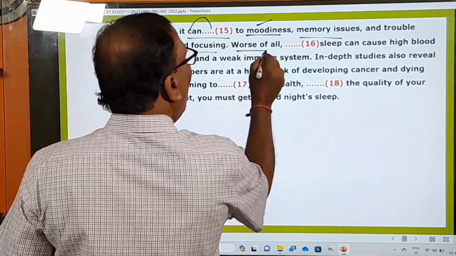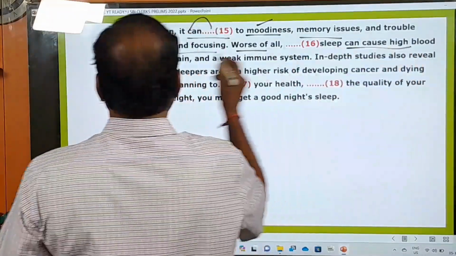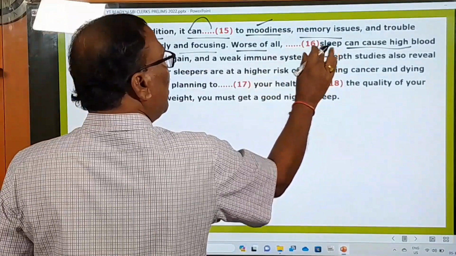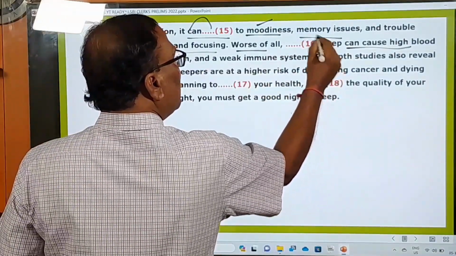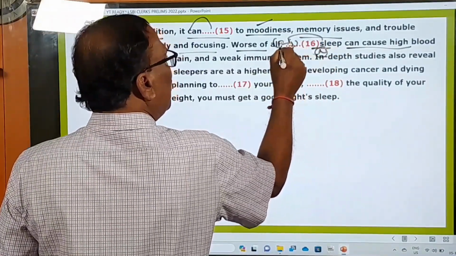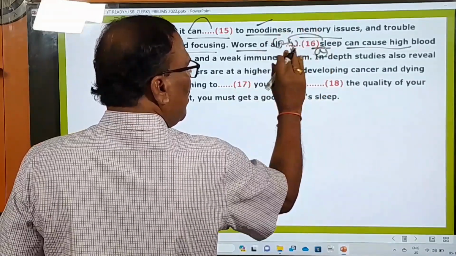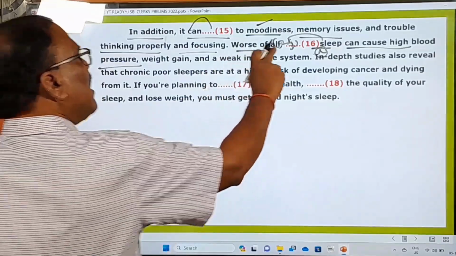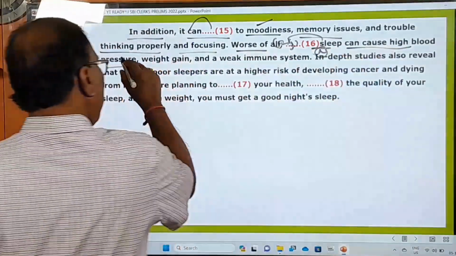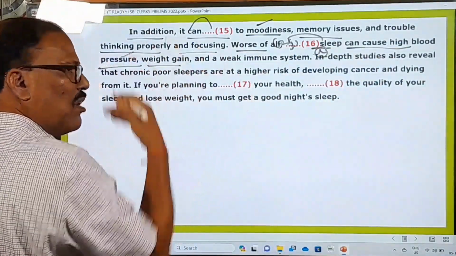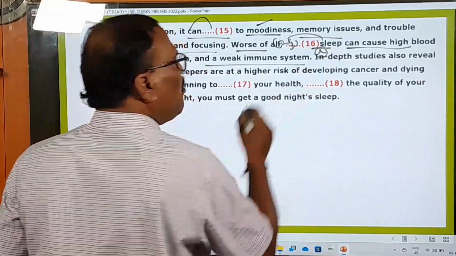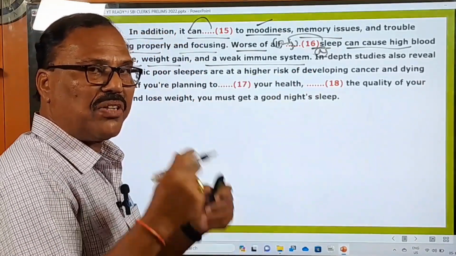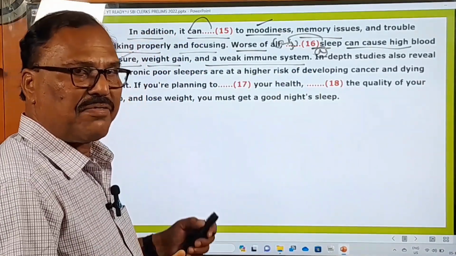And worst of all, dash sleep can cause high blood pressure. Dash sleep, so a noun is given. Noun means here must be used some adjective. So let us see the options and use the word in that blank. This dash sleep can cause high blood pressure, weight gain, you put on weight, and a weak immune system. Your immune system will also get spoiled because of lack of sleep.